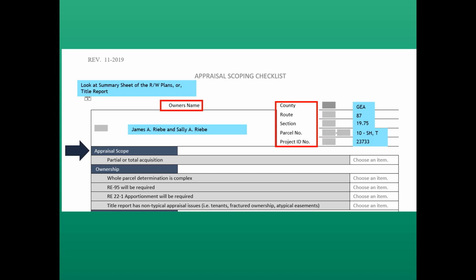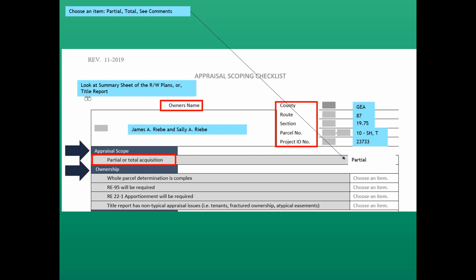And filling the form out, they ask appraisal scope, and they say partial or total acquisition. If we go to the right, it says choose an item, and if we open that up, our choices are going to be partial, total, or see comments. What we're going to do is, we know that it's a small strip take, it's a partial acquisition.